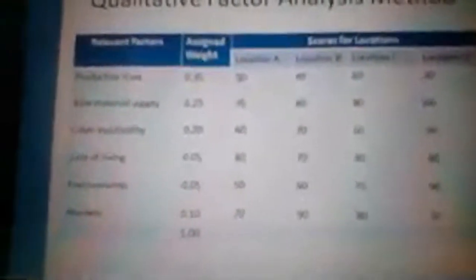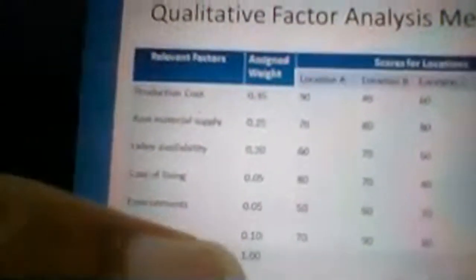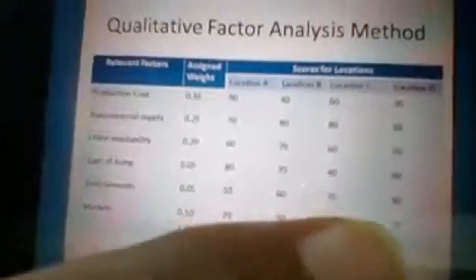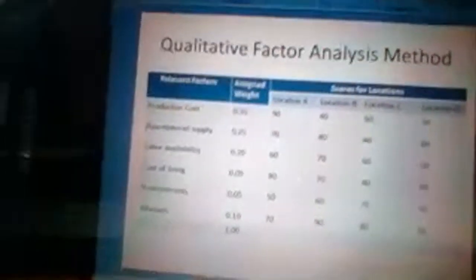I hope you are referring to the slides because it is impossible to explain without the slides. I'll just show you the slides here. On this side you will see the factors. These are the factors, these are the weights, and these are the values. So you multiply the weights with the values.